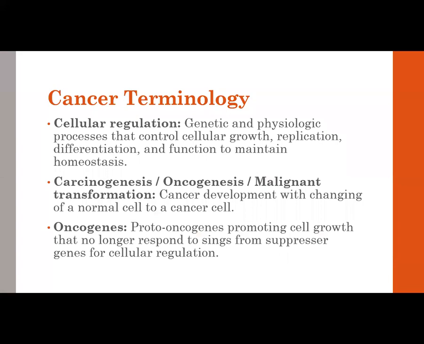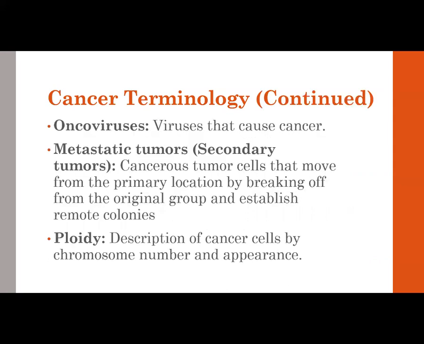These are some helpful terms when you're going over this chapter. It's things like cellular regulation, carcinogenesis, malignant transformation, all these terms that you might see. You can come back here and see, okay, what's a quick definition of it? More helpful terms.